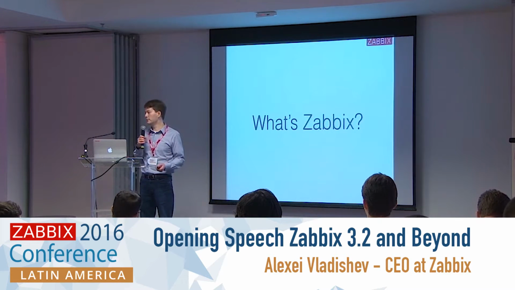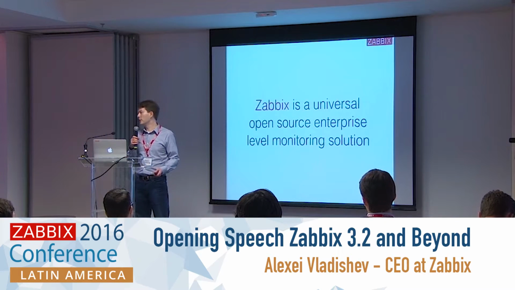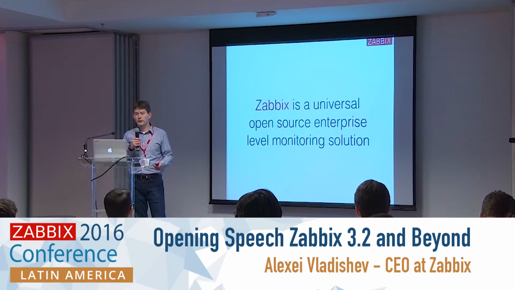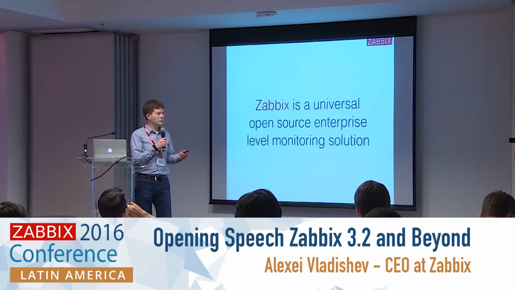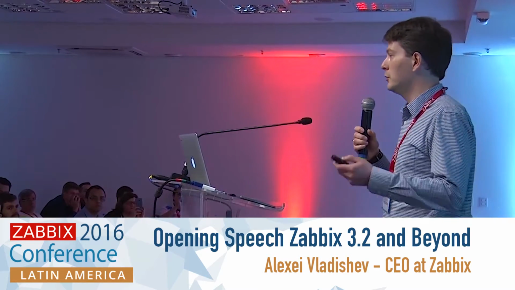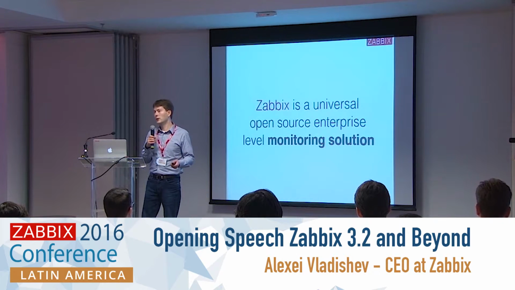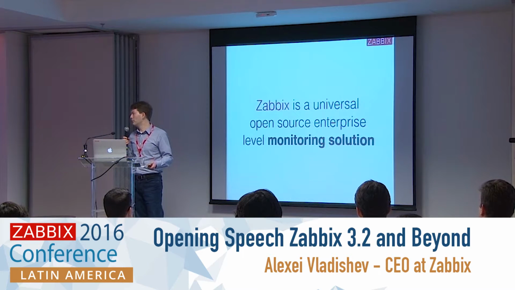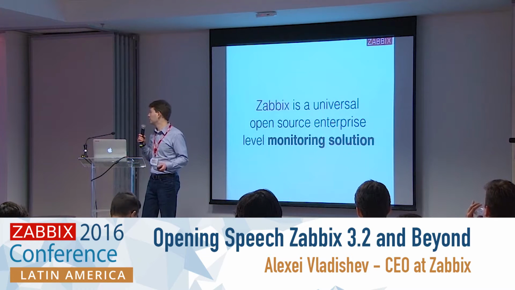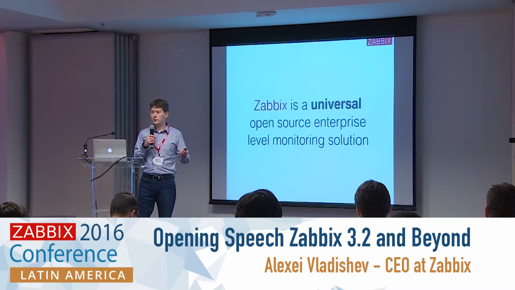Just in very simple terms, Zabbix is a universal open source enterprise monitoring solution. I think that all the words in this definition are very important. So it's a monitoring solution. That's our primary focus. We are not focused on anything else. We are building a monitoring solution that can be used for performance and availability monitoring and for alerting users.